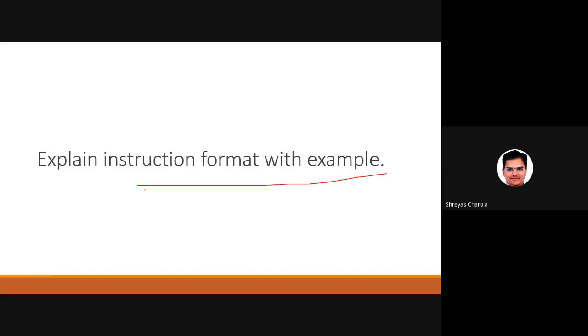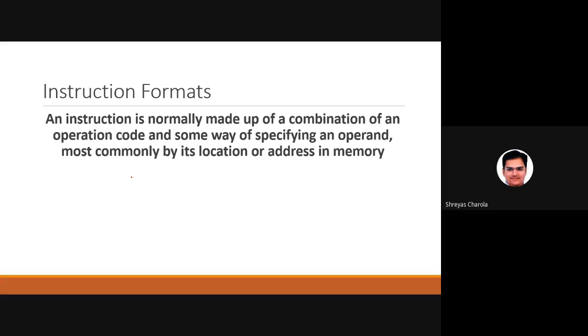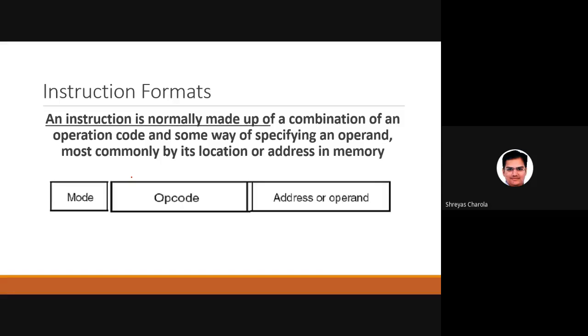What do you call the instruction format? An instruction is normally made up of a combination of operational code and an operand, most commonly specified by its location or its address in the memory. An instruction is made up of a mode, whether indirect or direct, an opcode, which means and, subtraction, or add with carry, and an operand, which might be an address or the value of a register. This is what we call the instruction format, from which we decide that the instruction format must be 32-bit, 14-bit, 16-bit, or any bit.